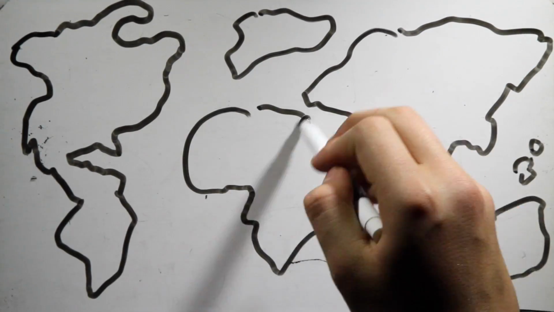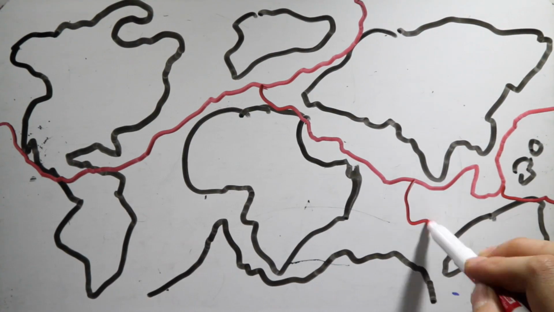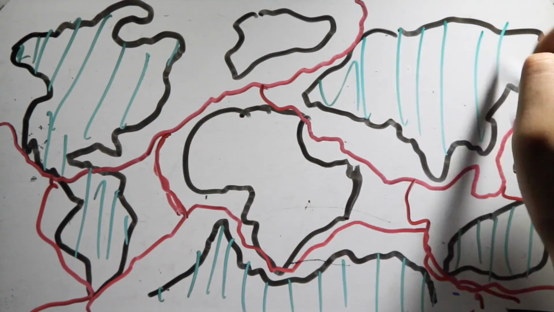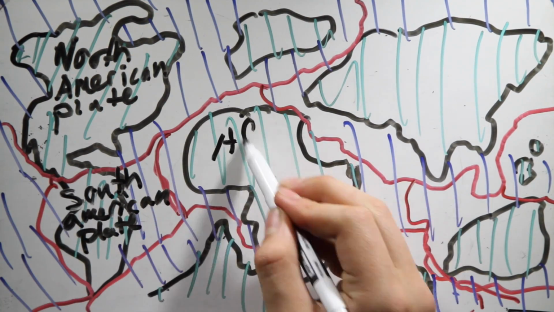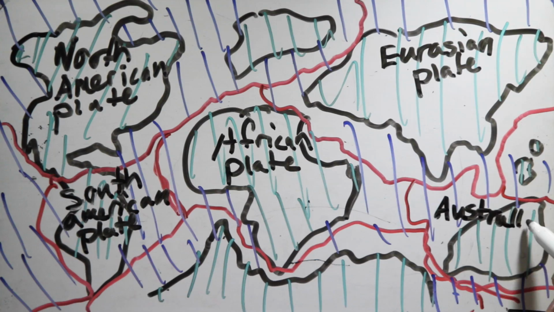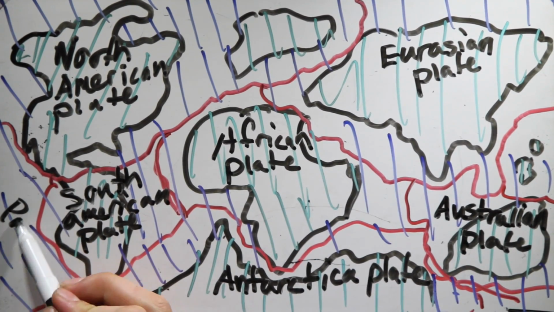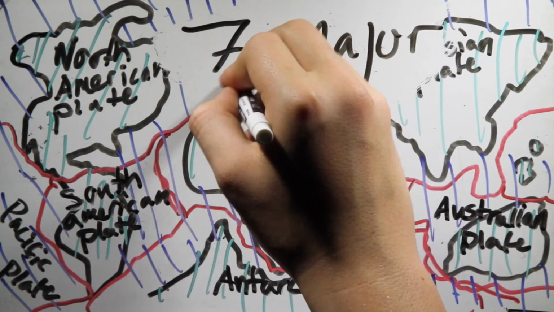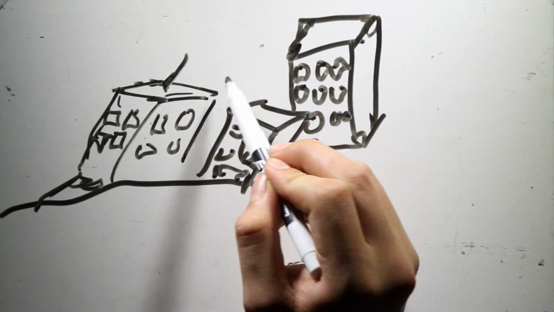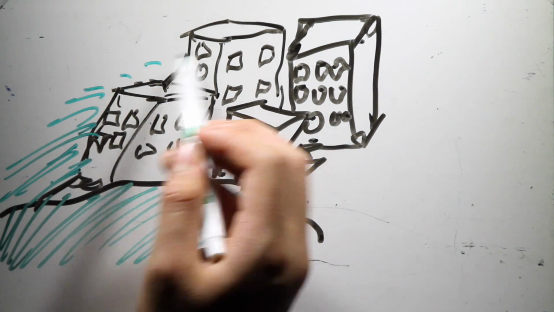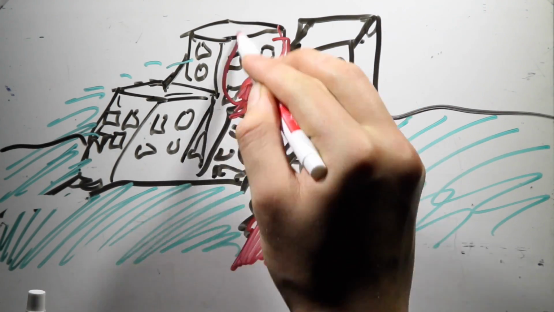Plates are what the crust is on top of. There are 7 major plates. There is the North American plate, the Eurasian plate, the Australian plate, the Antarctic plate, the African plate, and the South American plate. The reason earthquakes happen is because the plates shift. They move and the crust has to fill in the gap, so it crumbles in on itself.